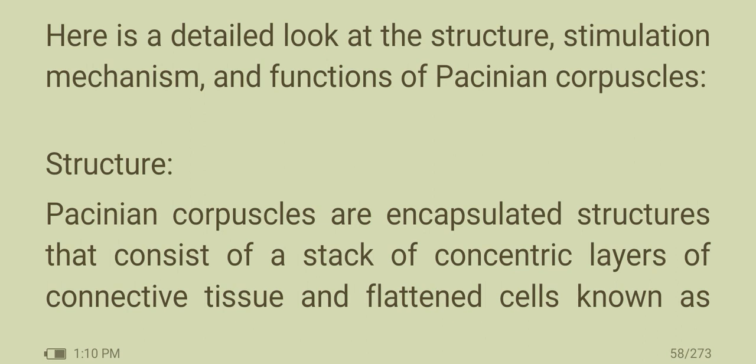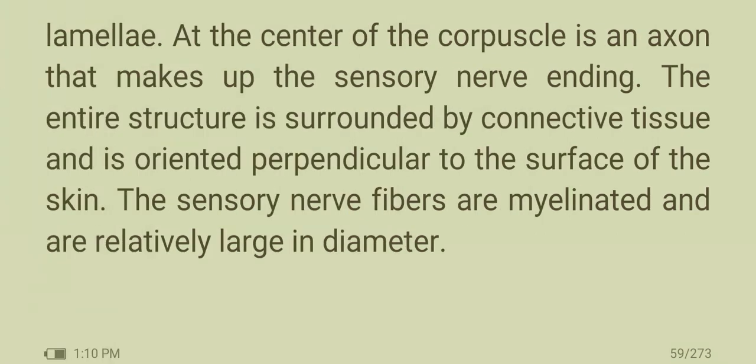Pacinian corpuscles. So, Pacinian corpuscles are encapsulated structures that consist of a stack of concentric layers of connective tissue and flattened cells known as lamellae. At the center of a corpuscle is an axon that makes up the sensory nerve ending.